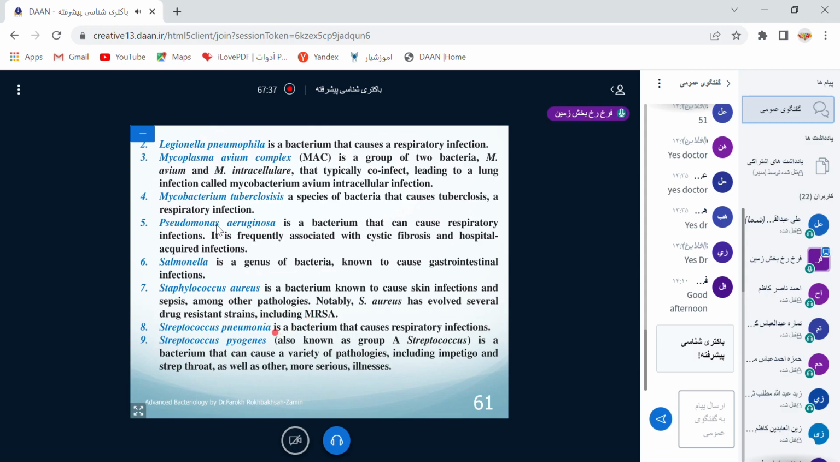Another one is Streptococcus pneumoniae. As we see from the name, the species pneumoniae, it is a bacterium that causes respiratory infections. Streptococcus pyogenes, also known as group A Streptococcus, is a bacterium that can cause a variety of pathologies, including impetigo and strep throat, as well as other more serious illness.